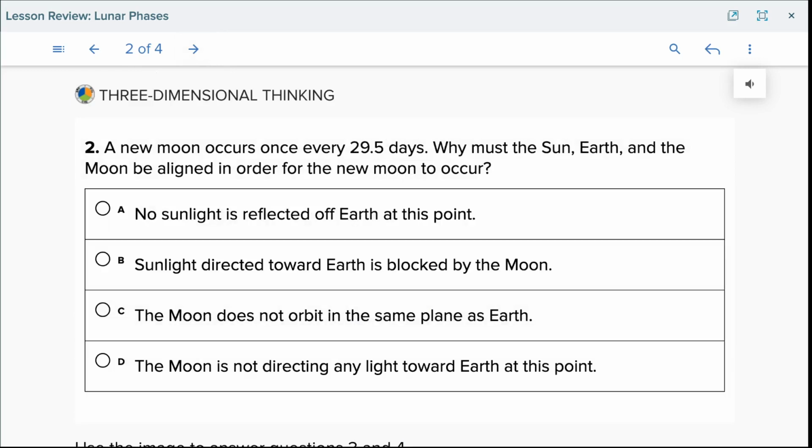First question 2. A new moon occurs every 29.5 days. Why must the sun, Earth, and the moon be aligned in order for the new moon to occur? Is it because A, no sunlight is reflected off Earth at this point? Because B, sunlight directed toward Earth is blocked by the moon? C, the moon does not orbit in the same plane as Earth? Or D, the moon is not directing any light towards Earth at this point?